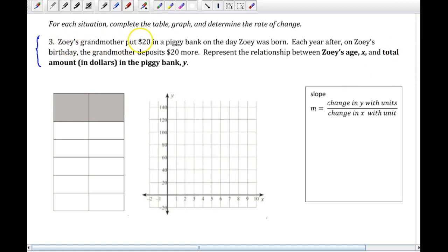Zoe's grandmother put $20 in the piggy bank on the day Zoe was born. Each year after, on Zoe's birthday, grandmother deposited $20 more. Represent the relationship between Zoe's age, X, and the total amount in dollars in the piggy bank, Y. Now, looking at that sentence and the way it's written, what is the most important piece of information there? And what gives it away that it's the most important piece of information?